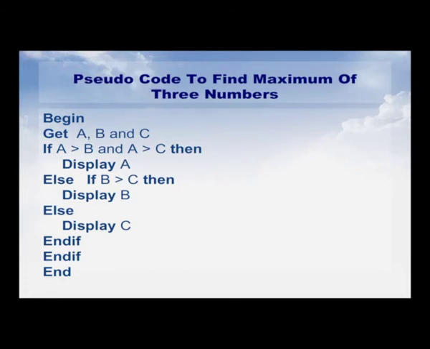If any one of them is false, either A greater than B or A greater than C, then we check if B is greater than C. If B is greater than C, then we display B, else if all the 3 conditions fail, then we display C. So, this is again an example of a nested if else block.